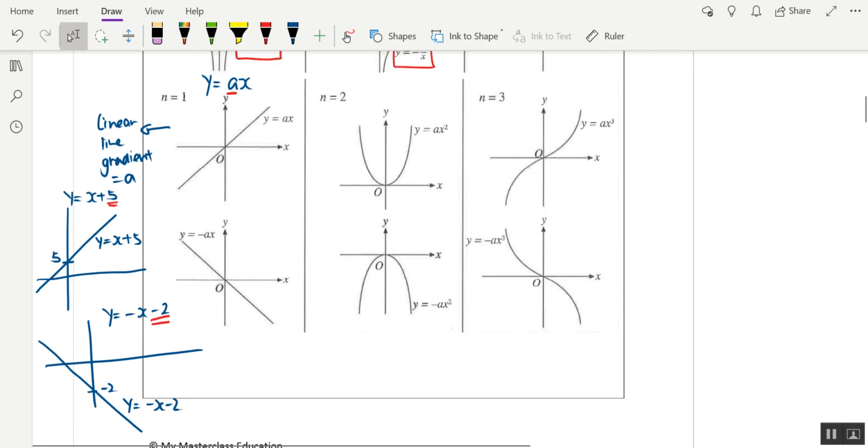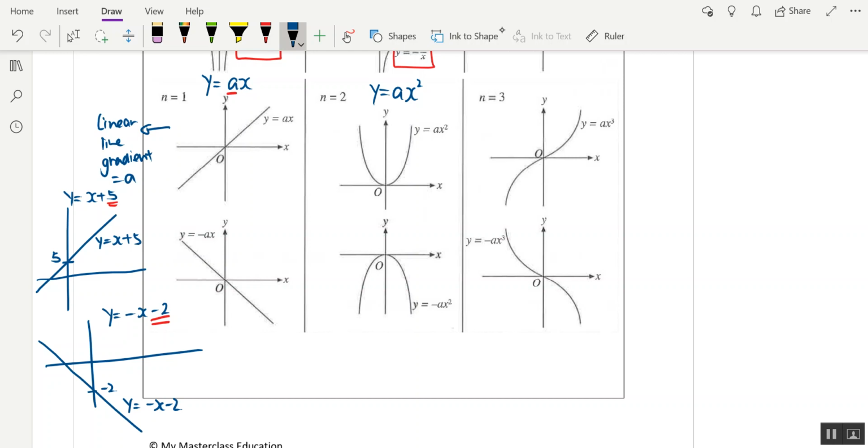Okay? Next one. When you have y equals ax squared, anything with x squared is either a U shape or an N shape. U shape if a is greater than 0, so in this case, this will be a U shape. If a is smaller than 0, then it is an N shape, or in this case, you put a negative in front. It is an N shape, okay? Negative, N shape. Positive, you smile, U shape.